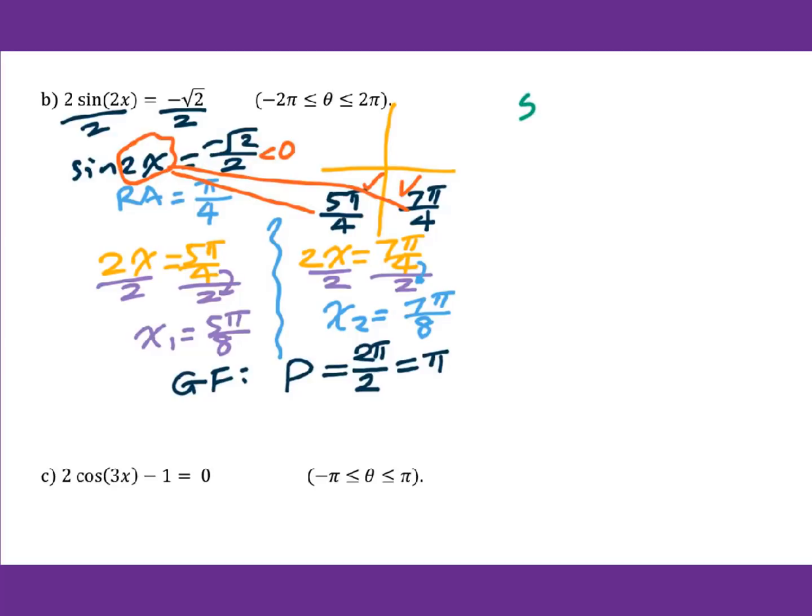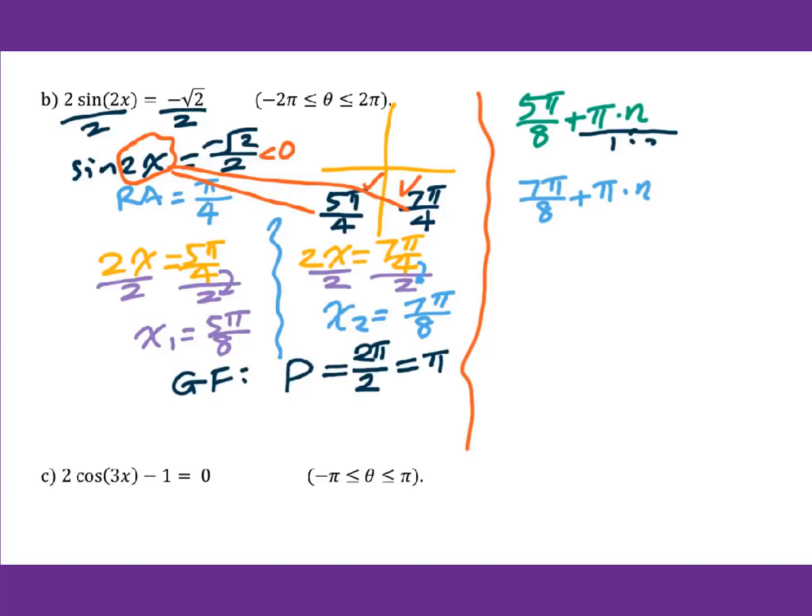Now we will write down the general form. That will be 5 pi over 8 plus pi times n, and also 7 pi over 8 plus pi times n. We put this together over 1, so we multiply by 8, multiply by 8. You will get denominator is 8, 5 pi plus 8 pi times n. For this part, I do over 1, still multiply by 8. You will get denominator is 8, 7 pi plus 8 pi times n.